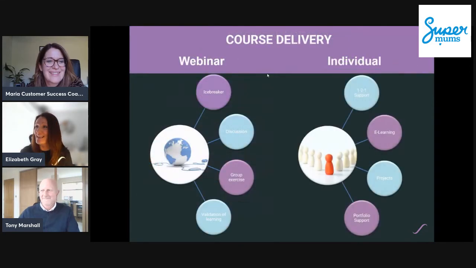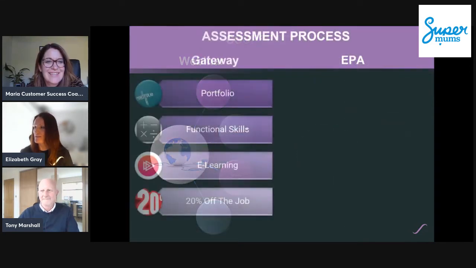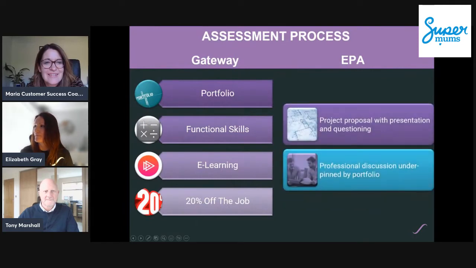So as you can see on here, there are a number of areas that we need to achieve and it all comes together for that one overall grade.